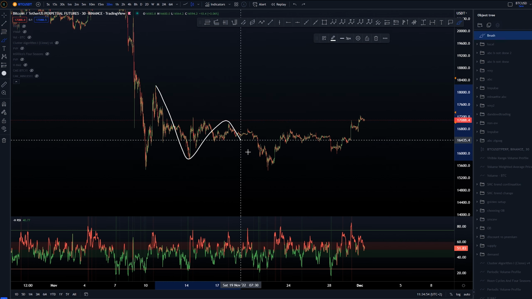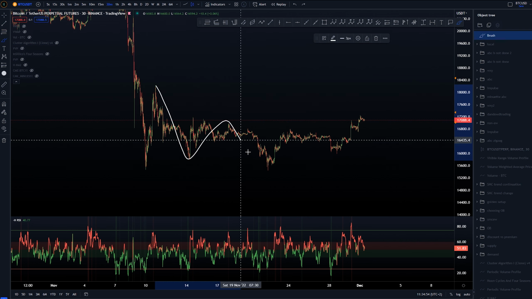At the moment on the 30 minutes, or even 15 minutes, we did have divergences inside that third of third, and the divergences here, and the divergences here. So everything is really playing out nicely at the moment with this count. Again, we would be looking for this to be the wave 4 at the moment.